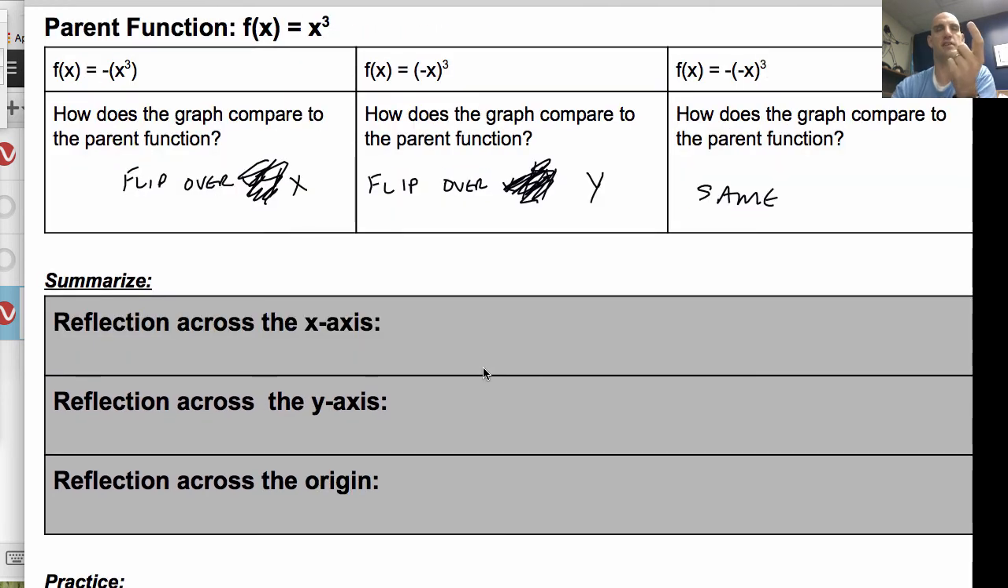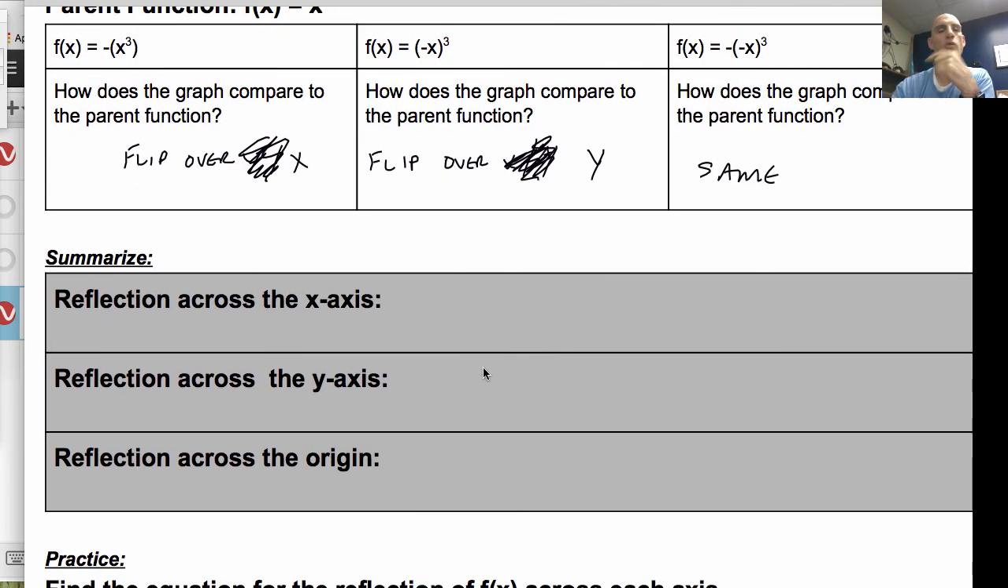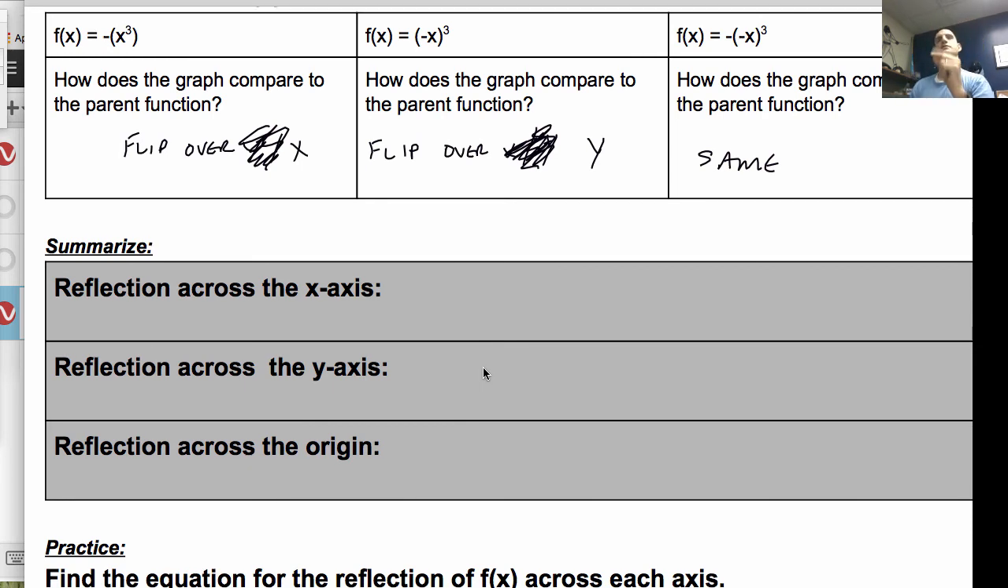Well, the gist of it is this. When we try to work with reflections, we've got three basic rules. To flip across the x-axis, the squaring function x squared is a good one to look at. To flip across the x-axis, it looks like this: y equals negative f of x. To flip across the y-axis, we're going to put the negative inside.